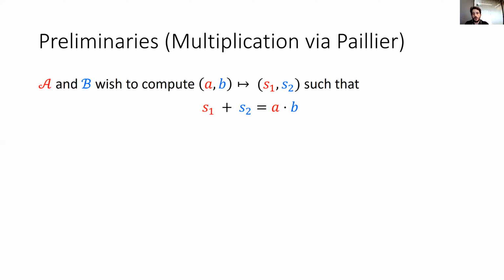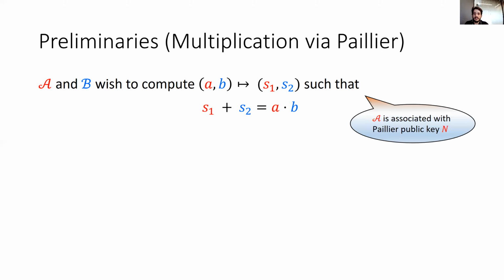So next, let me illustrate how to perform multiplication using Paillier. Suppose that A and B, each holding small a and small b, wish to compute shares of the product of their secret inputs. Again, the purpose of this exercise, as indicated also by the colors, is for the parties to obtain additive shares of the product of their inputs. Also assume that A is associated with some Paillier key that they only know how to decrypt.